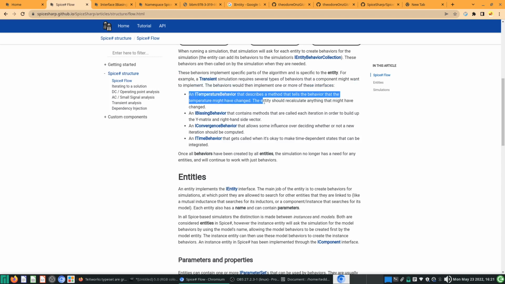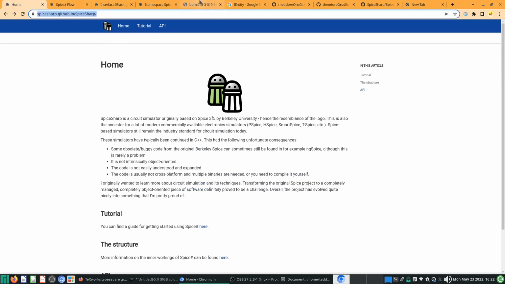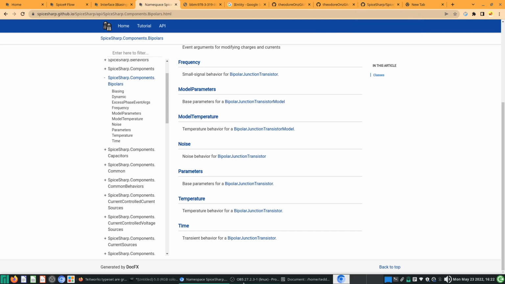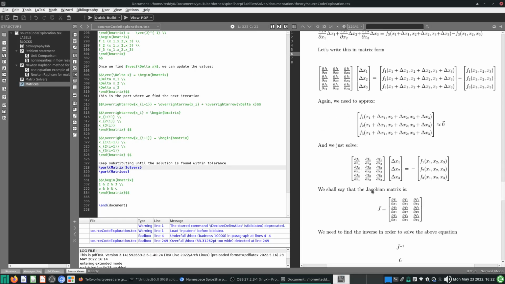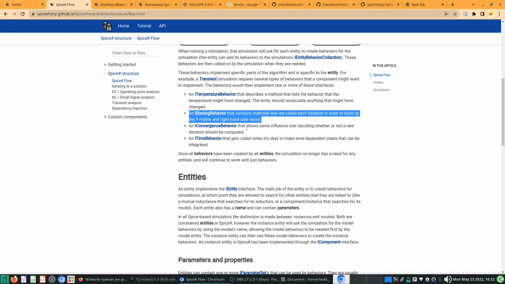ITemperatureBehavior describes a method that tells the behavior the temperature might have changed. IBiasingBehaviors are methods that are called each iteration in order to build up the Y matrix and right hand side vectors. So this biasing behavior actually helps us to define how our matrices are being formed. All of this code will be written under the category of the IBiasingBehavior.